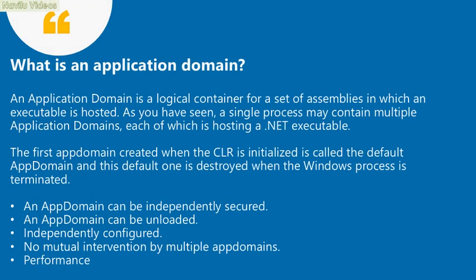What is an application domain? An application domain is a logical container for a set of assemblies in which an executable is hosted. As you have seen, a single process may contain multiple application domains, each of which is hosting a .NET executable. The first app domain created when the CLR is initialized is called the default app domain, and this default one is destroyed when the Windows process is terminated.